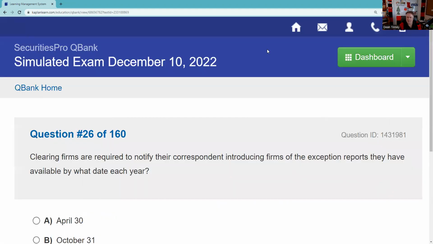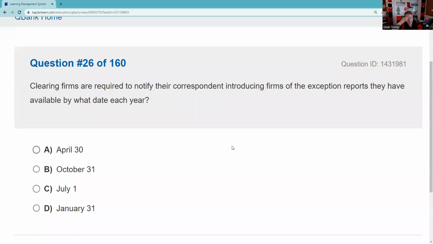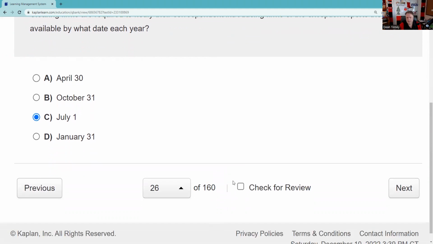Question 26. Clearing firms are required to notify their correspondent introducing firms of the accession reports they have available by what date each year? Now, remember what you're supposed to be doing is hitting pause, answering, hitting play, and then seeing if you got it right. And then hopefully you're taking notes on these aim-and-shoot, point-and-click questions. Just make sure you get all the aim-and-shoot, point-and-click questions you're entitled to.